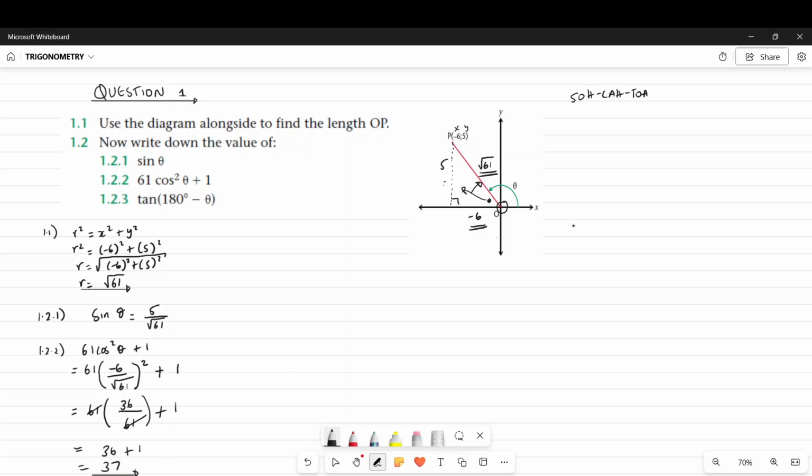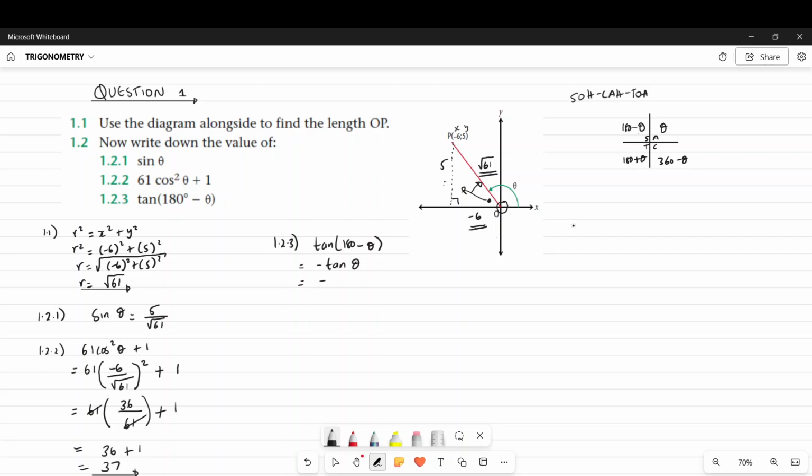Now 1.2.3, which says tan open bracket 180 minus theta. According to our quadrants, the first quadrant is theta, this is 180 minus theta, this is 180 plus theta, and this is 360 minus theta. We use CAST, and we know tan is negative in the second quadrant. So when you reduce this, we say negative tan theta. We always have to reduce this first.